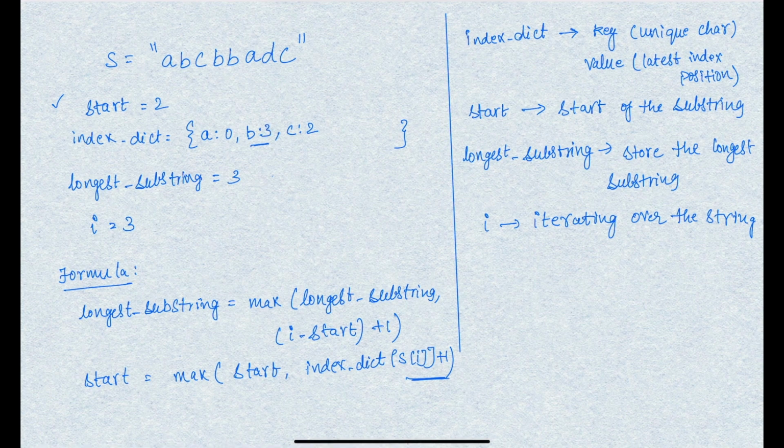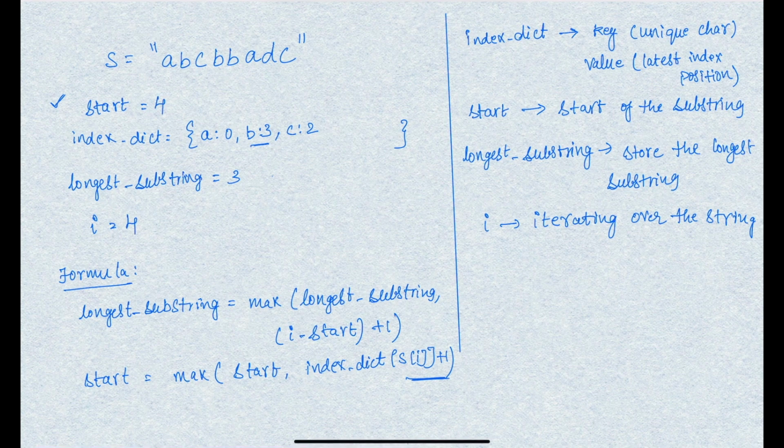Okay. Now let's move on to the next location when i is equal to 4. When i is equal to 4, we again encountered a repeating character, that is b. So we are going to update our start pointer again. Our start pointer is going to be updated to b plus 1. So b is 3, and 3 plus 1 is going to be 4. So we are going to update this one to 4.